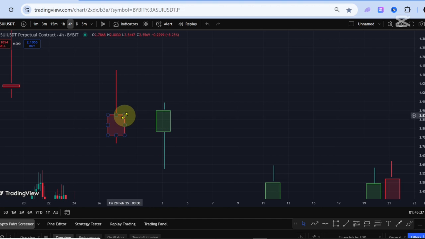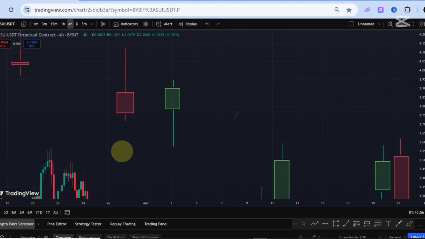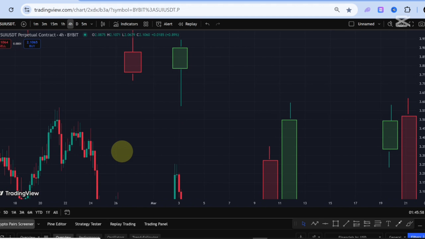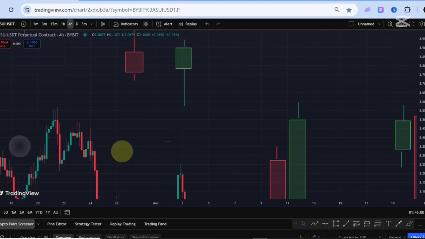While for this particular one, this is the highest point price went to, while the lowest point shows that buyers came and tried to pull the price up, but the sellers overpowered them and price went down. That's it. So now let's look at the chart and look for a candlestick that shows like that.